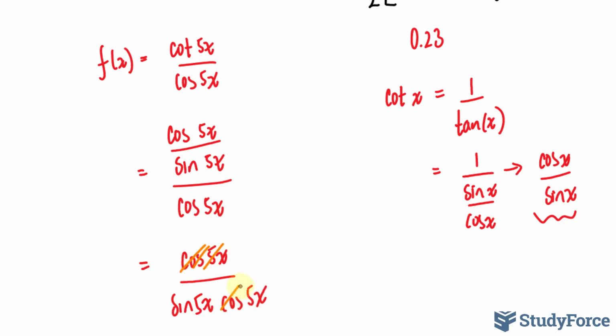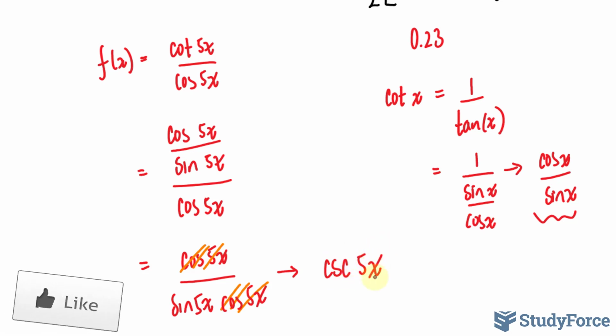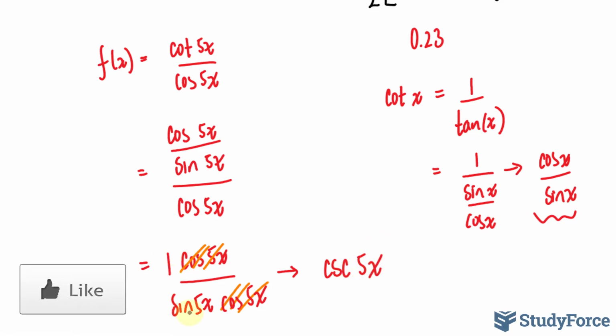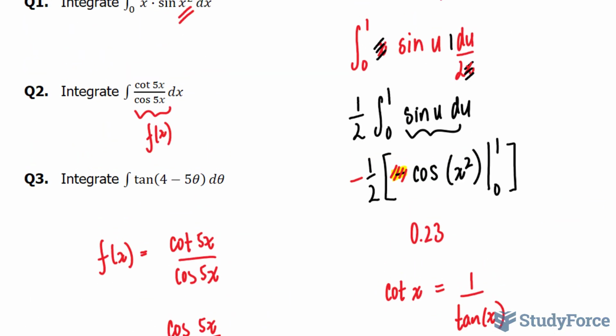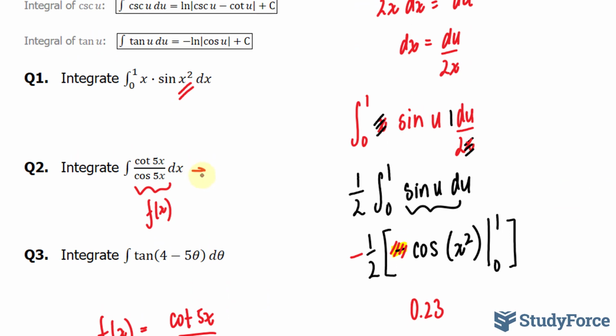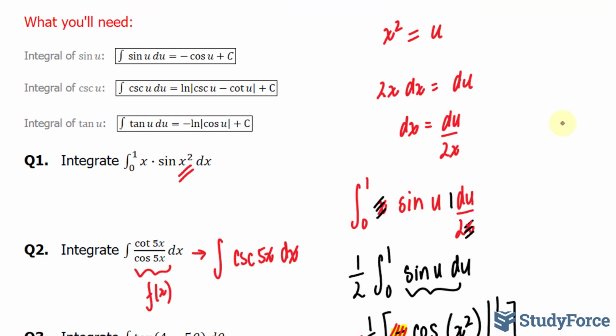This will cancel out with this, leaving us with 1 over sine 5x, and remember 1 over sine is the identity for cosecant. So we can say cosecant 5x represents 1 over sine 5x. I'll take the integral of cosecant 5x instead of this. The integral of cosecant 5x dx. This matches with the second rule.